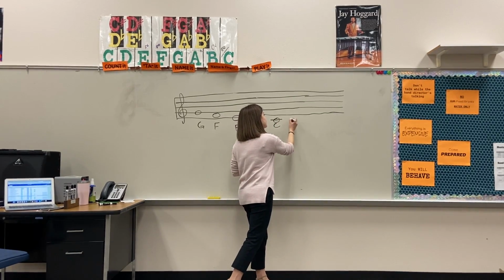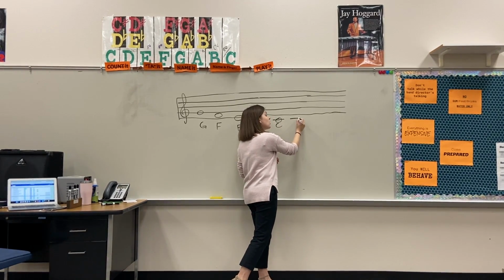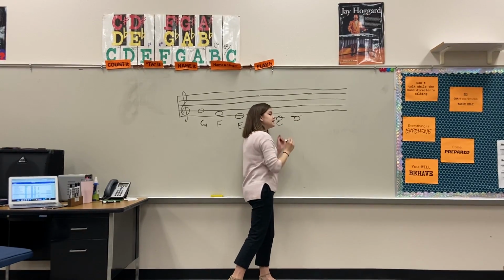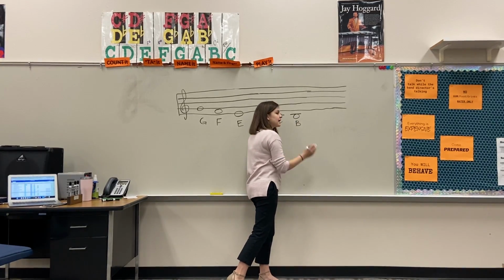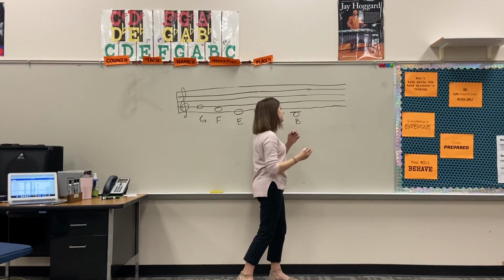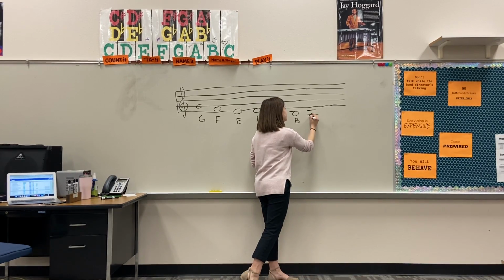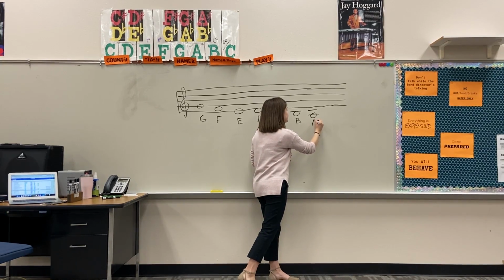Alright, now we're going to add another ledger line right here, and we're going to go below that for our next note. So it's not on the ledger line, which would be right here. It's going to go under. This is going to be, keep following our musical alphabet, B. And then we need to add more ledger lines because we're going down. So we're going to add 1 ledger line, 2 ledger lines. This note, keep going down the musical alphabet, is going to be A.